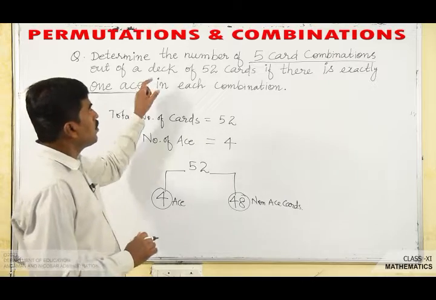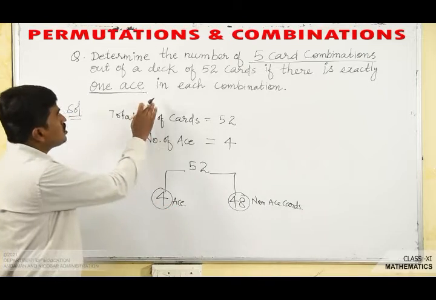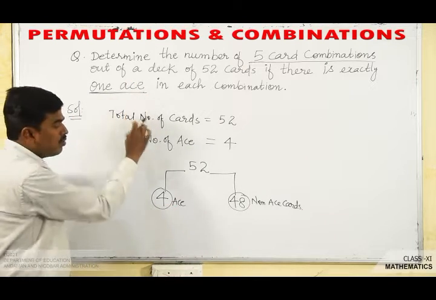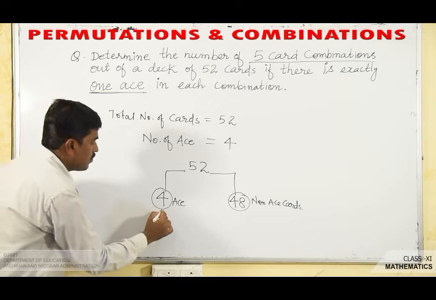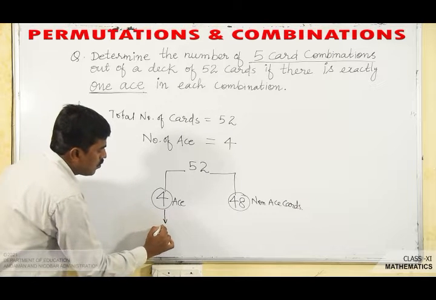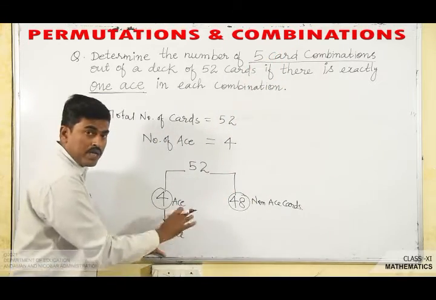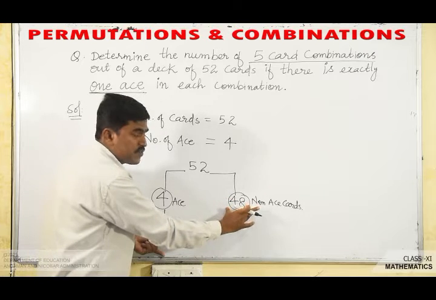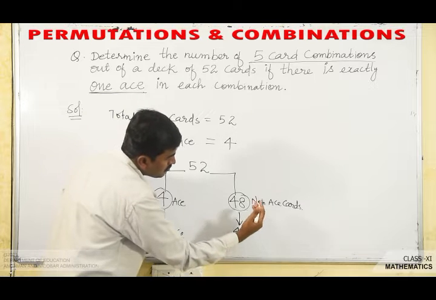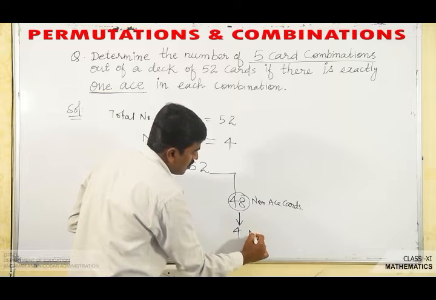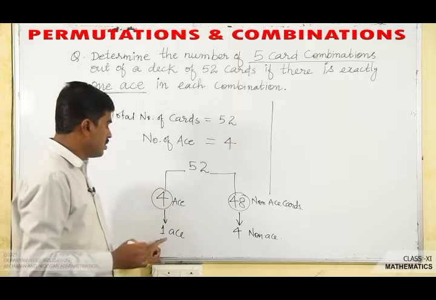Now we have to make a 5 card combination. That means we have to select 5 cards in which there is exactly one ace. So from these 4 cards we have to select one ace, but we have to make 5 card combinations, so we have to select the remaining 4 cards out of these 48 non-ace cards. So from these 48 we have to select 4 non-ace cards. In how many ways can we do this?